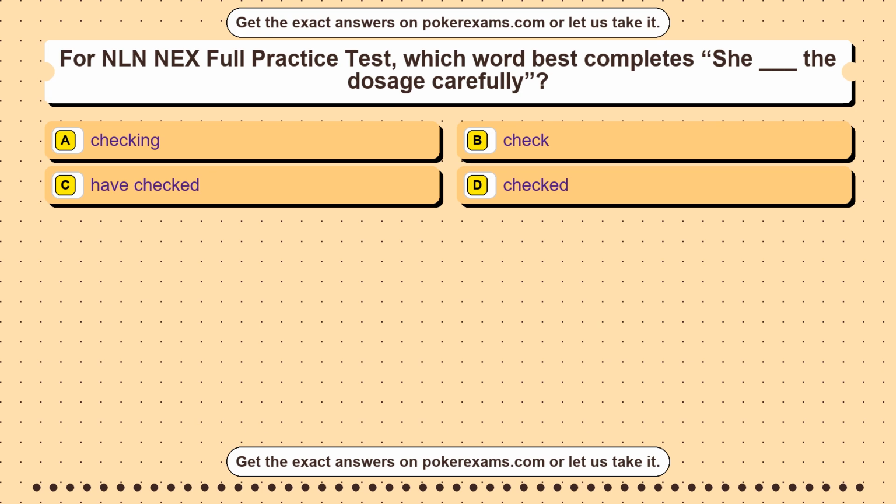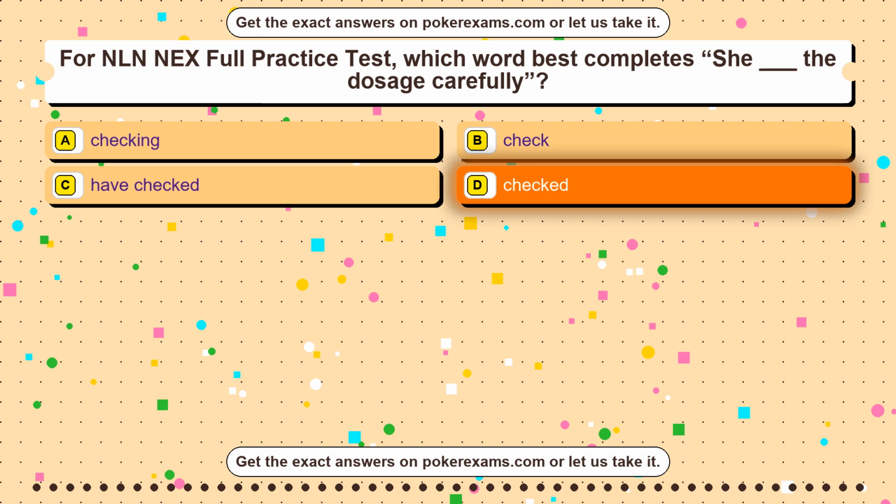Question 22. For get functions practice, which sentence uses correct subject-verb agreement? Option A. The student are ready. Option B. The students are ready. Option C. The student be ready. Option D. The students is ready. The correct answer is option B.